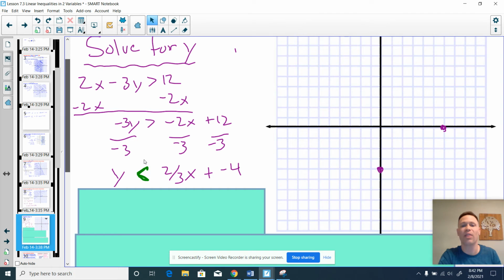I flipped the symbol. Why did I do that? Because I divided by a negative. And that's a rule that we should remember from first semester. In an inequality, anytime you multiply or divide by a negative number, you flip the sign.